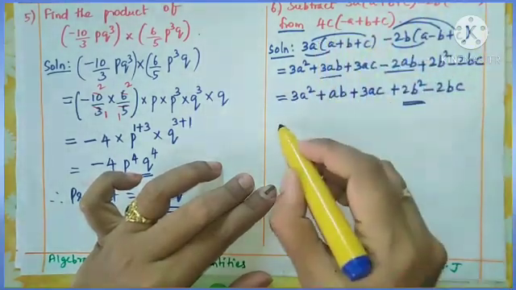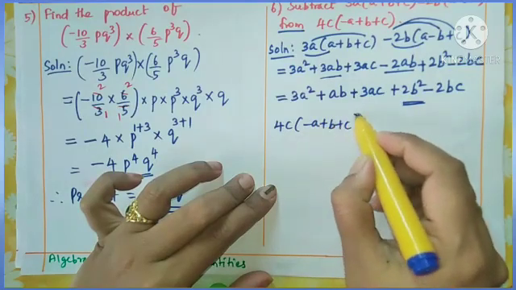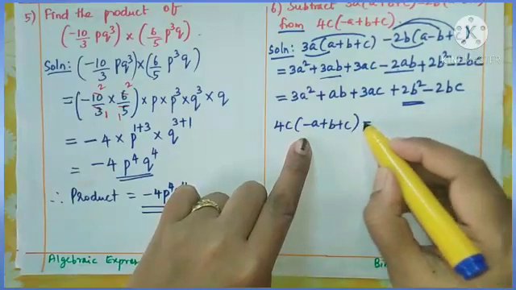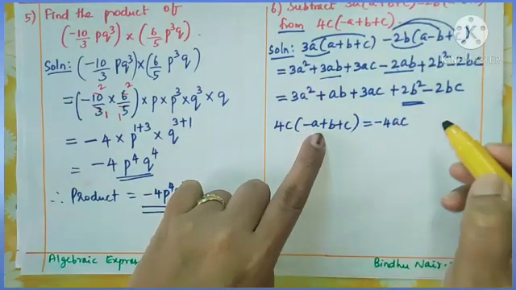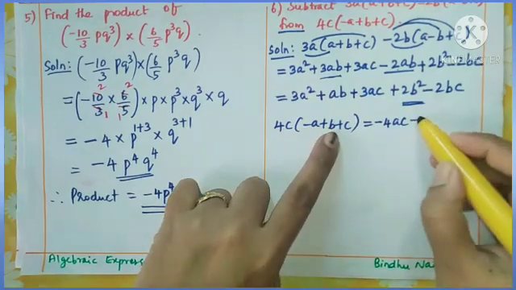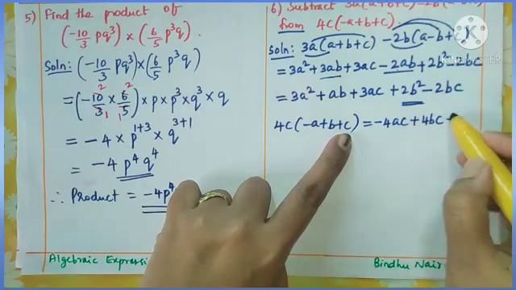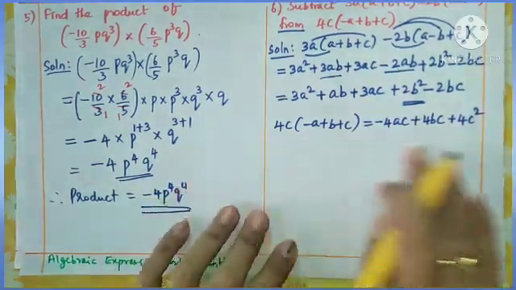Now write the second one, 4c into (minus a plus b plus c). So multiply this 4c by these three. You get minus 4ac, then 4c into b, that is 4bc, then 4c into c, that is 4c square. So we did all the simplification.